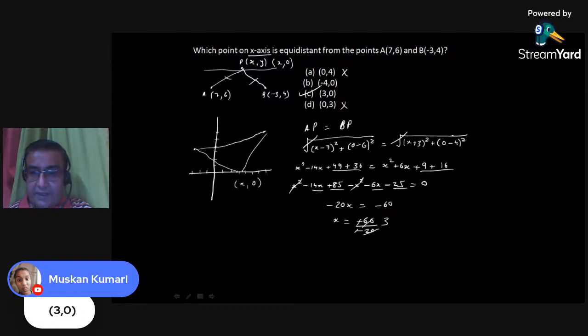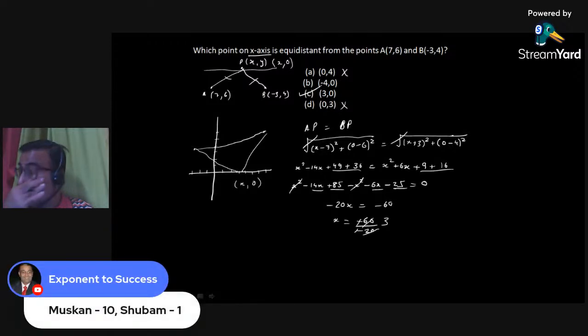So that increases Muskan's score to 10 and Shubham to 1. Shubham, have you left the stream? Not winning, so you left? You should have at least stayed to learn, right?